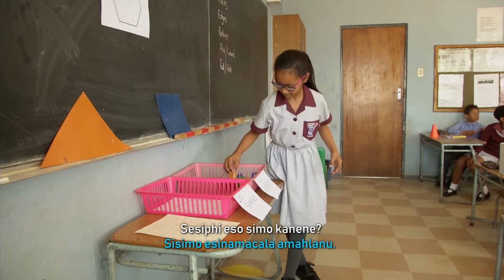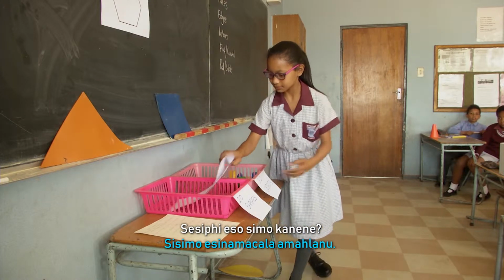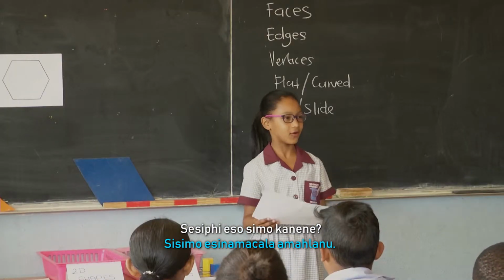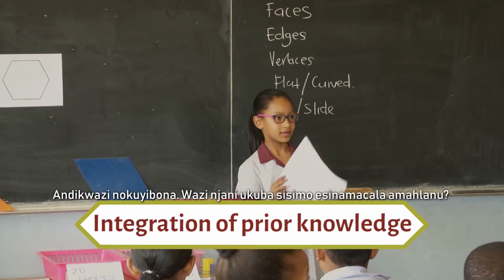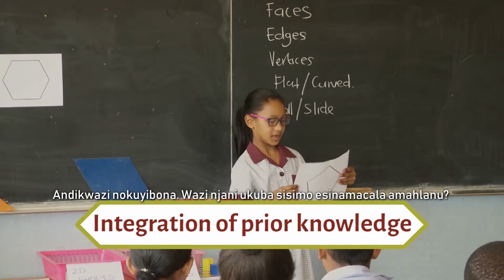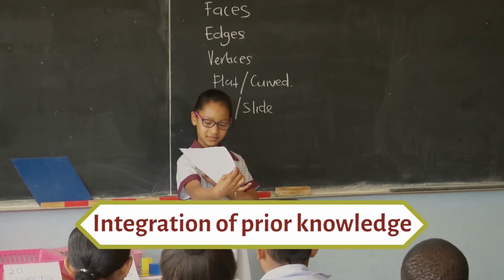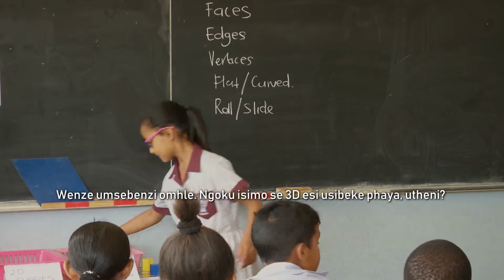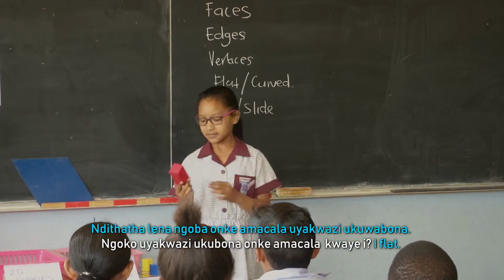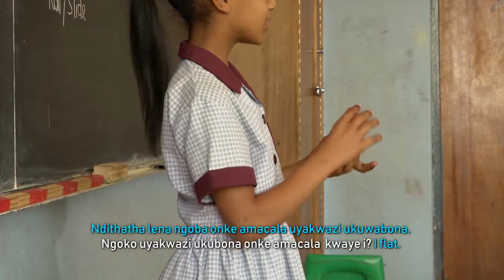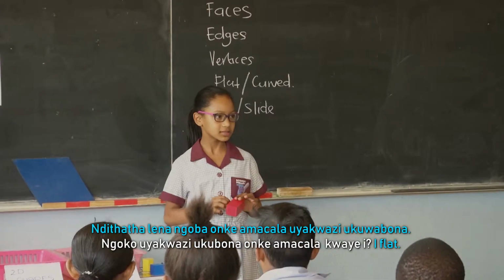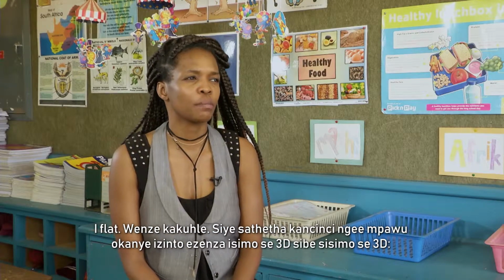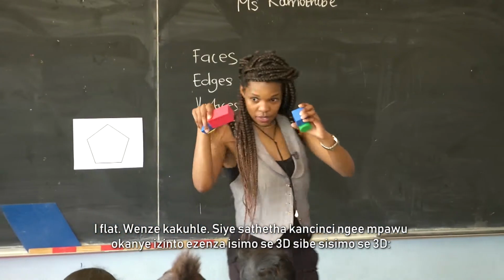And what shape is that, by the way? Pentagon. How do you know it's a pentagon? Because it has 5 sides. Well done. And then the 3D object that you placed there, you said? I'm taking this one because you can see all the sides from it. So you can see all the sides, and it's not flat. Well done.